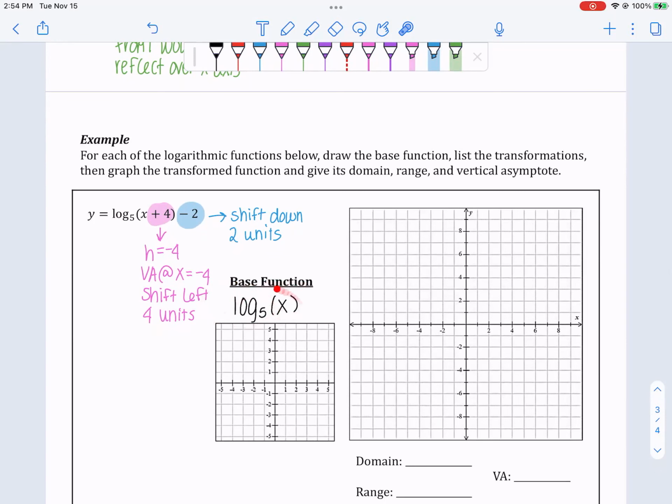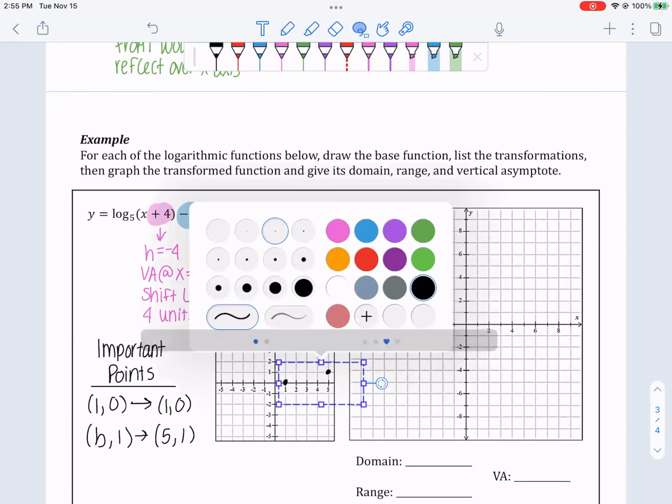The original function, log base 5 of x, has important points that we talked about. Right? We said that there's always going to be the point 1, 0, and then b, 1. So for our function, 1, 0, it's right here. B in this case is 5. So 5, 1. Base is 5. Over 5, up 1. Maybe I'll make these green.